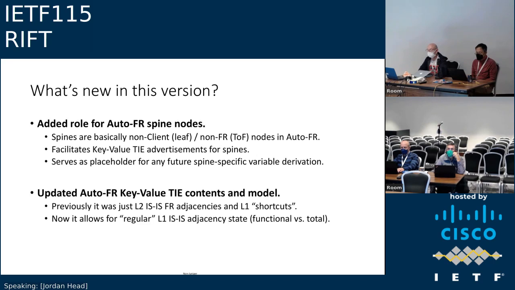Okay, basically we've added a role for spine nodes, which is just a way to specify spines as a specific entity, or non-flood reflector client nodes participating in AutoFR. So this lets us advertise some kind of generic state about the spine that might be important to the overall picture of the flood reflection topology. And beyond that, it lays the groundwork, or adds the capability, for any spine-specific variable derivation should it be needed in the future.